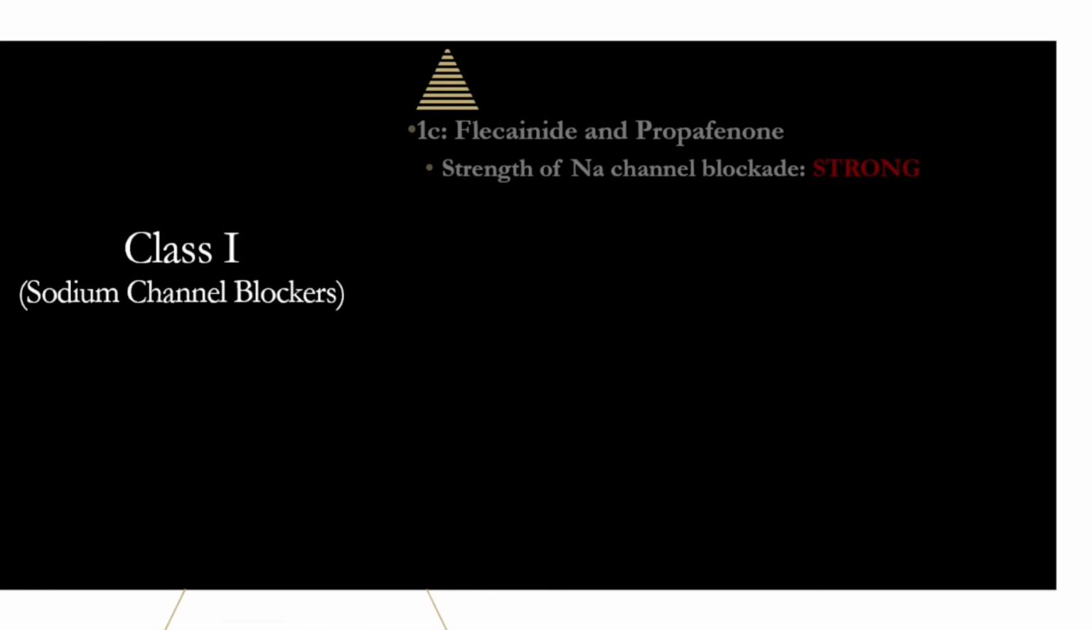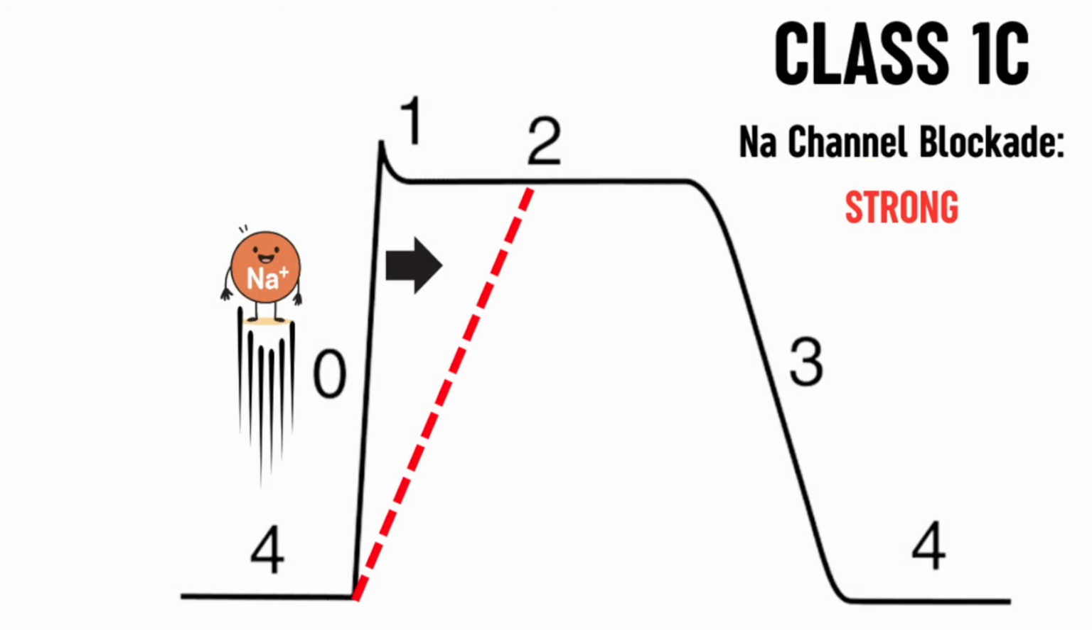So starting with our Class 1C drugs, which bind the tightest and longest, making them the most potent sodium channel blockers, causing the steepest reduction in phase 0 upstroke. And even though they stretch out our phase 0 upstroke, they don't really change the action potential duration. The action potential duration, by the way, is just the total time it takes for the cardiac cell to complete one cycle from phase 0 depolarization to the end of phase 3 repolarization.